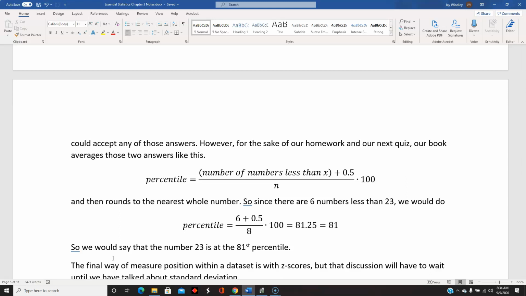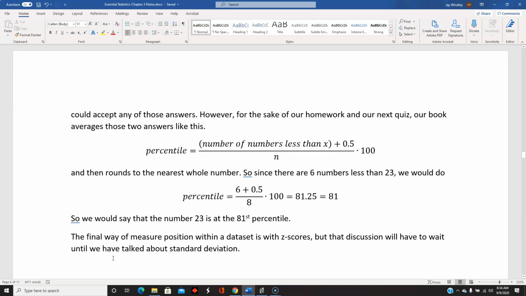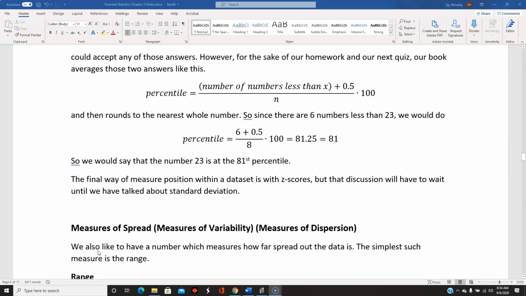So that's it for percentiles. The final way of measuring position is something called z-scores, but we won't be able to talk about z-scores until after we've talked about standard deviation. So now we move on.